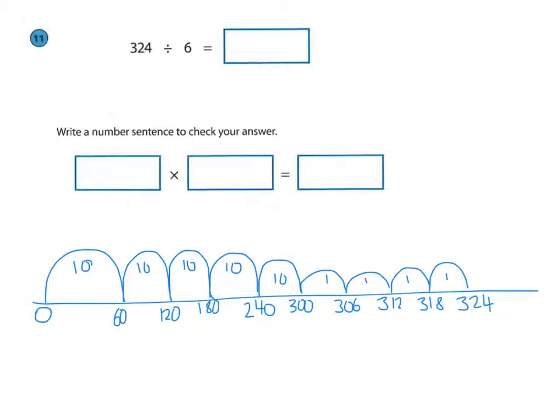If I have a look at how many jumps I've actually had to make and add those up, we'll do 10, add 10 is 20, add another 10 is 30, add another 10 is 40, add another 10 is 50, 51, 52, 53, 54.